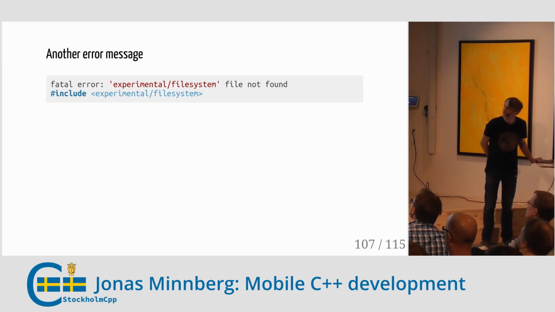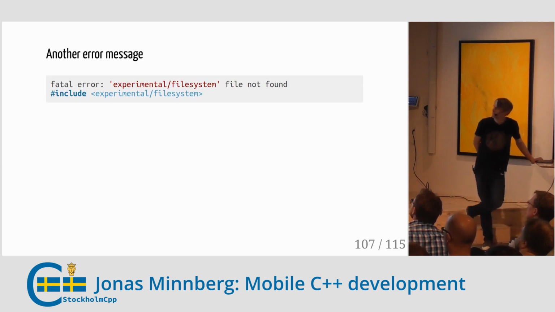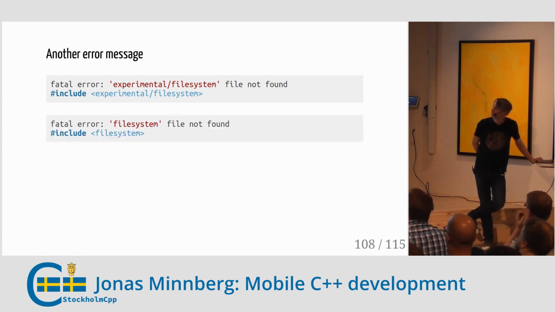Another more simple problem was this. Suddenly file system was not available anymore. And I thought, of course, nice, it's not experimental anymore. But for some reason, they removed it entirely in Xcode 10.3. It's supposedly back in Xcode 11 that came out, I think, a few days ago, but I haven't tried it. So that's the reason why we're now back in C++14 again.